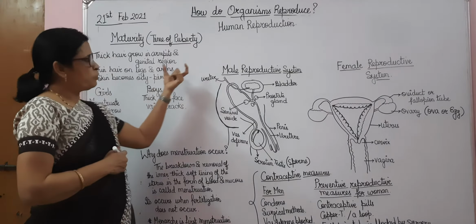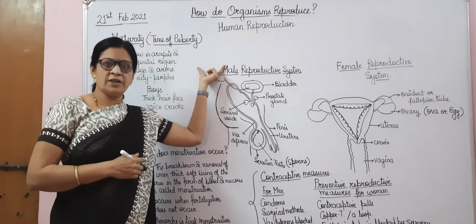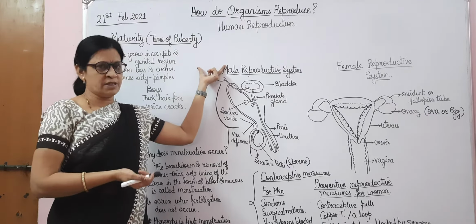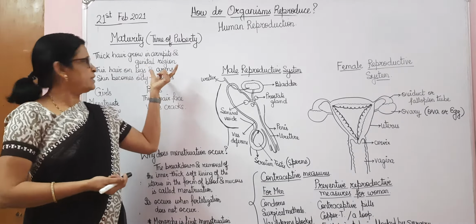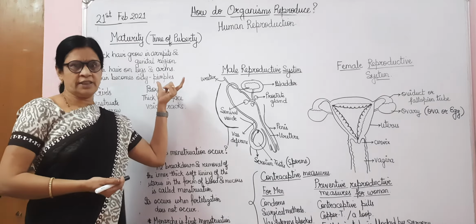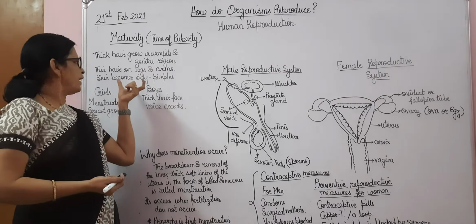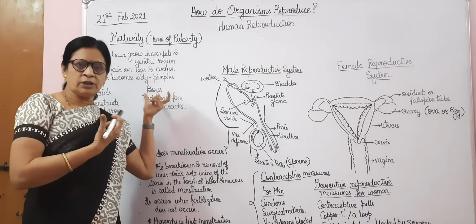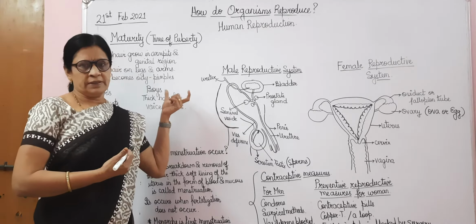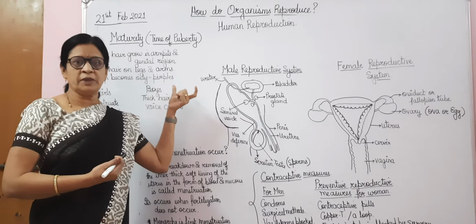So at the time of puberty, the maturity of these boys and girls is shown by some symptoms. Thick hair growth takes place in the armpits and in the genital region between the thighs. Thin hair develops on the legs and the arms. Then the skin becomes a bit oily and they develop pimples. These are some of the symptoms of puberty.